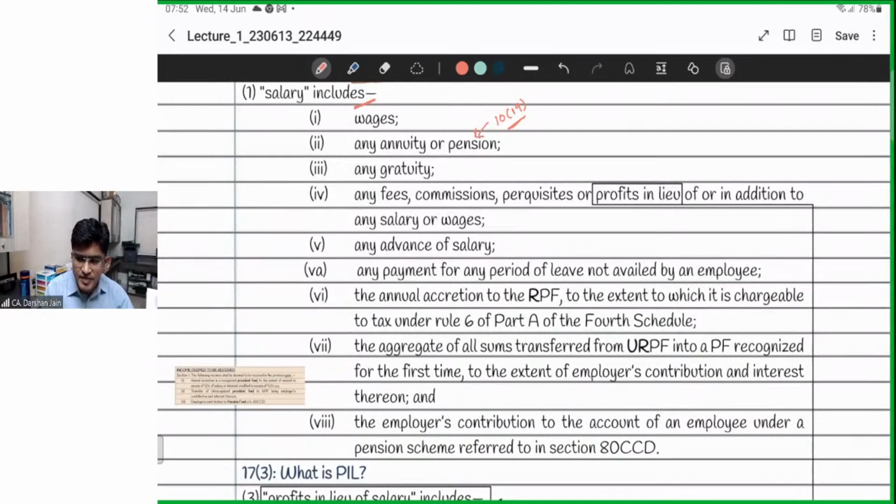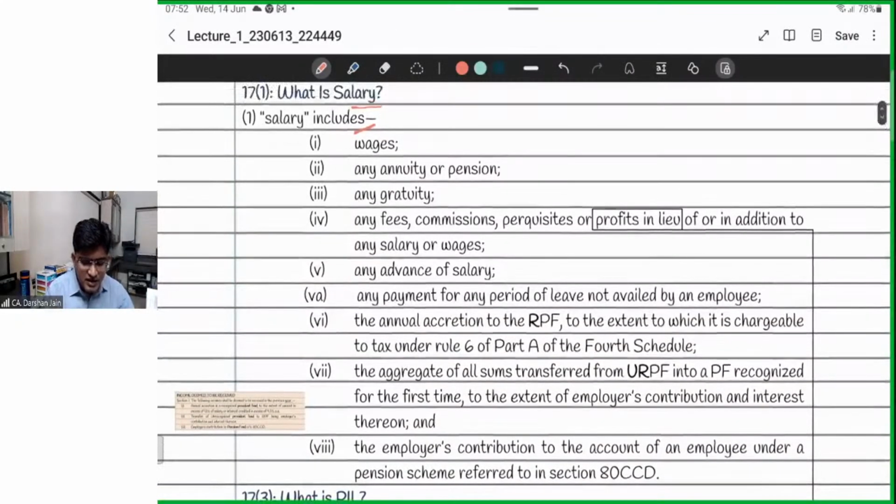Annuity is an annual payment to be taxed as salary. Now, both annuity and pension should flow from the employer. Only if it flows from the employer in lieu of your employment, then it would be taxable under this head. Then any gratuity. Now, what is gratuity?